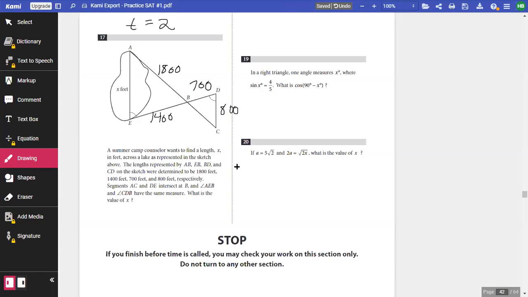And then these are similar triangles. Always with this sort of diagram, there'll be similar triangles. So we want the value of X. AE and CD are corresponding sides, so we could write X over 800. And then 1400 and 700 are corresponding sides. So we can write 1400 over 700, set them equal. And then for X, we'll get 1600.